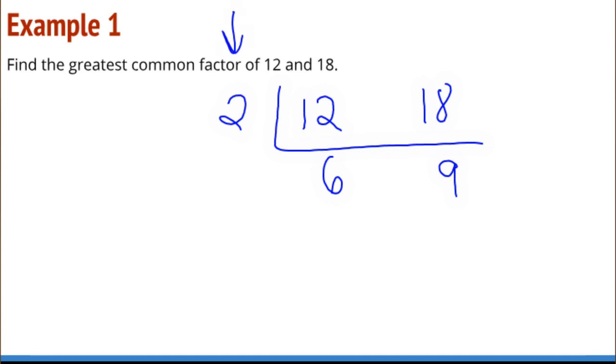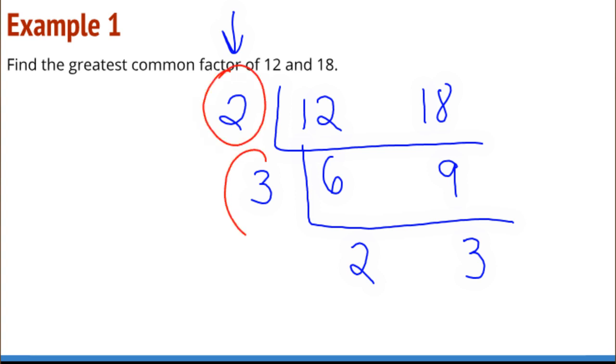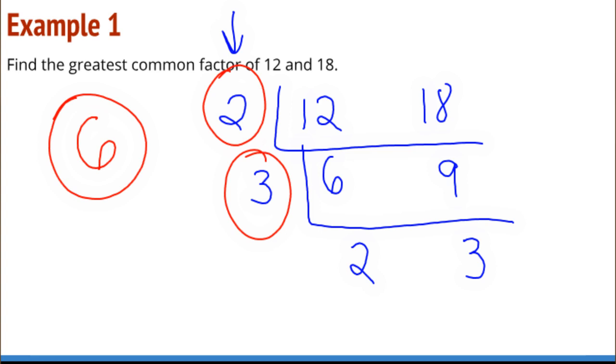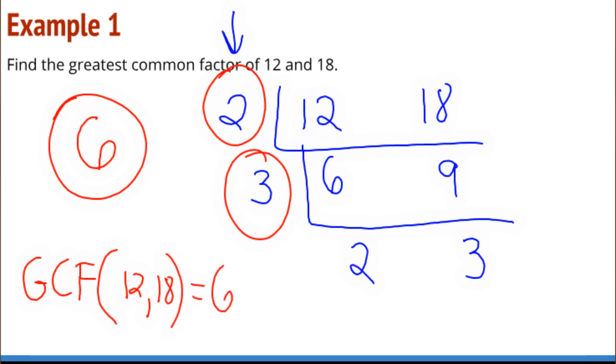So 2 is a common factor of 12 and 18. And then I look at 6 and 9 and say, hey, I can divide both of those by 3, so I will factor a 3 out. Factoring out a 3 means I will divide a 3 out. 6 divided by 3 is 2, and 9 divided by 3 is 3. Now, the things that I have divided out of both of the numbers, I can multiply those together, and I will have a greatest common factor of 6. GCF of 12 and 18 equals 6.